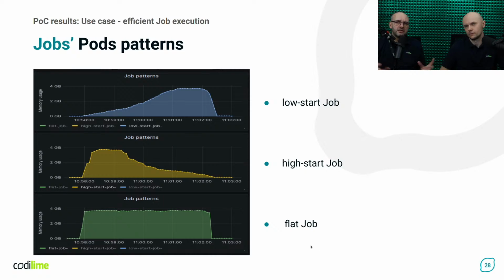I hope that the names are self-explanatory. Flat job is consuming a similar amount of memory during the execution time. High start job means that it consumes more at the beginning, from the start, and low start consumes less at the beginning but more at the end. Yes, I think it is clear.